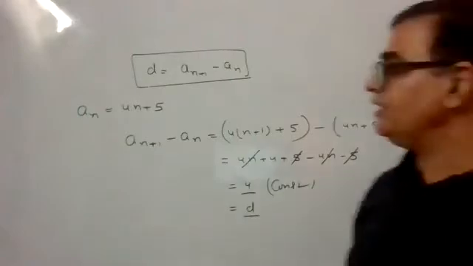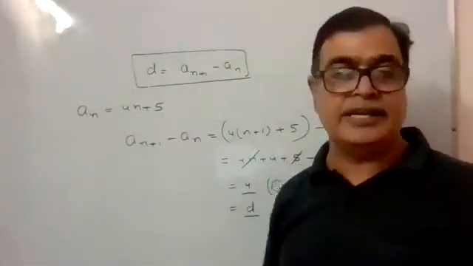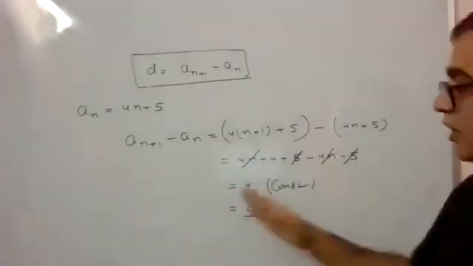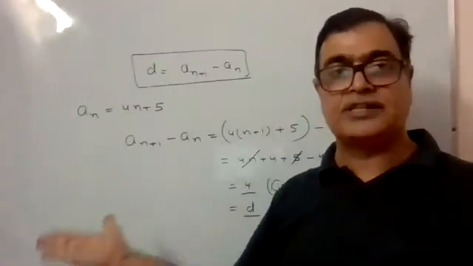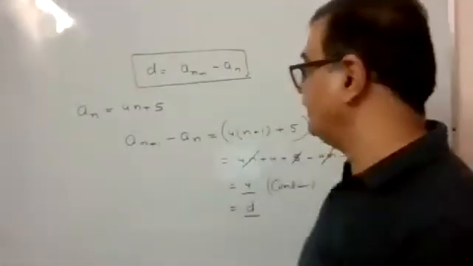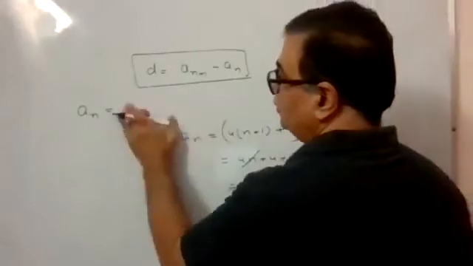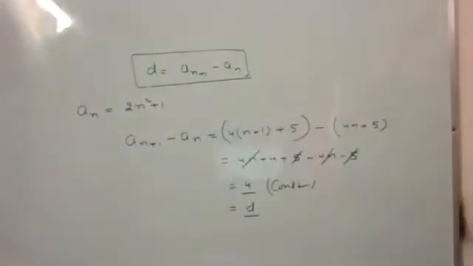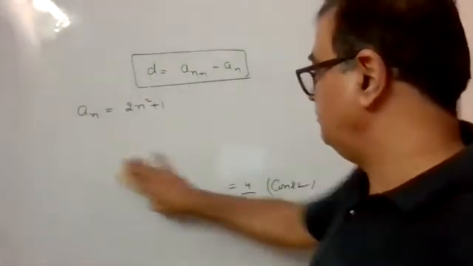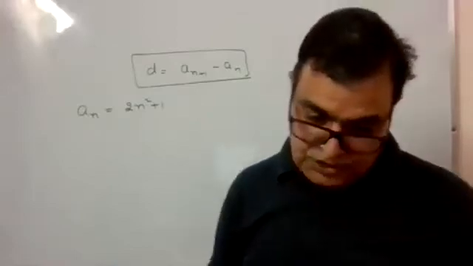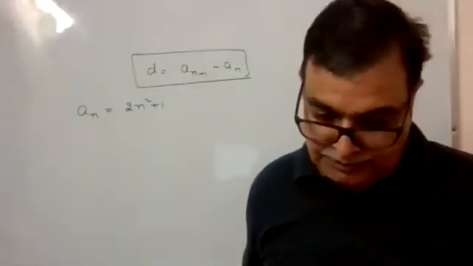So whenever they ask you to find out whether this sequence is an AP or not, we will calculate an plus 1 minus an, and when you solve it, it is coming a constant number. If it is coming a constant number, we will say yes, it is an AP. One more question you try now: 2n square plus 1. Check whether it is an AP or not.